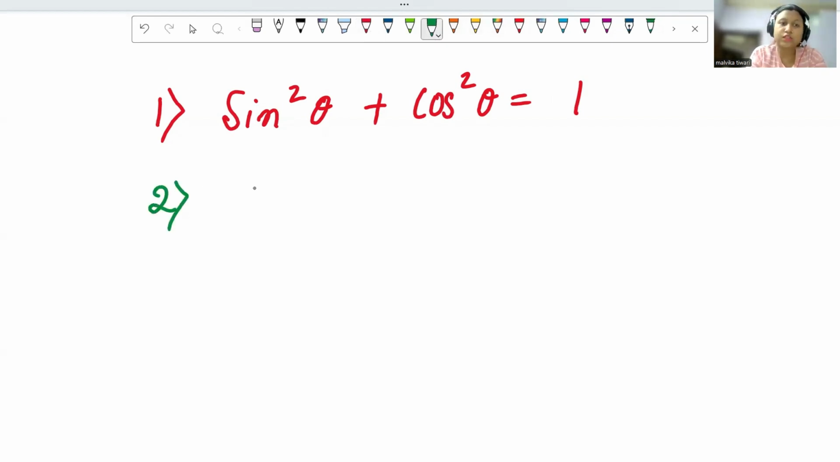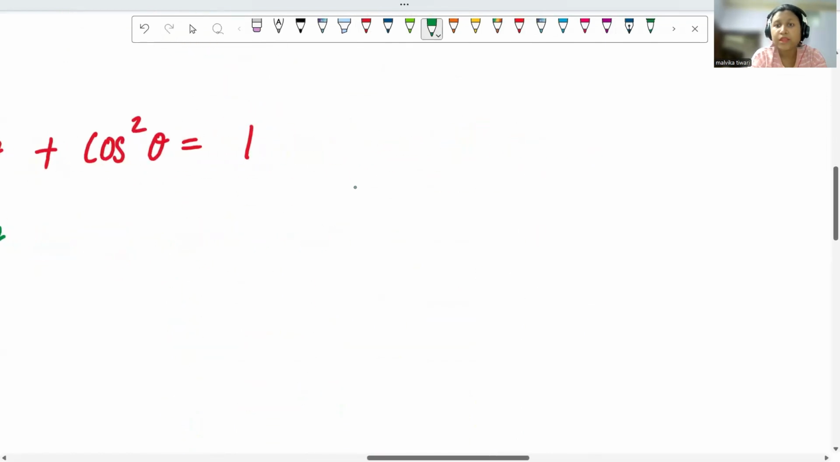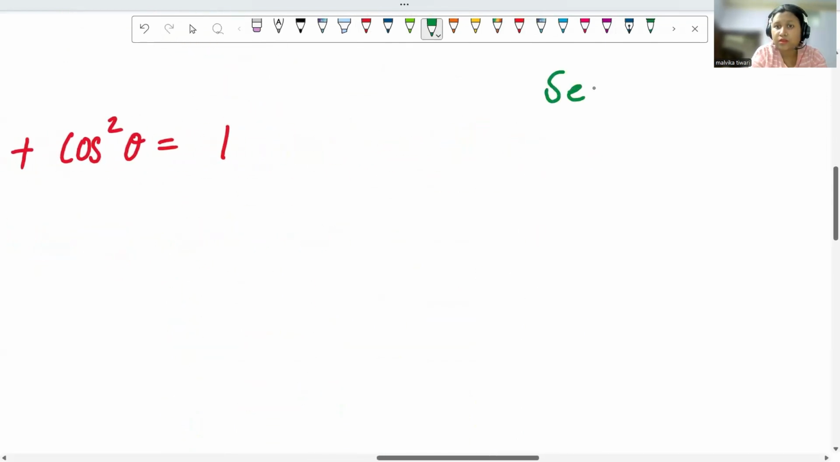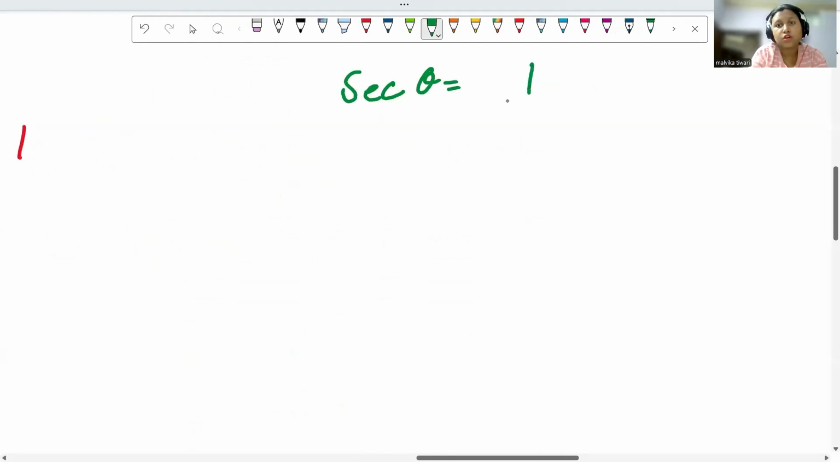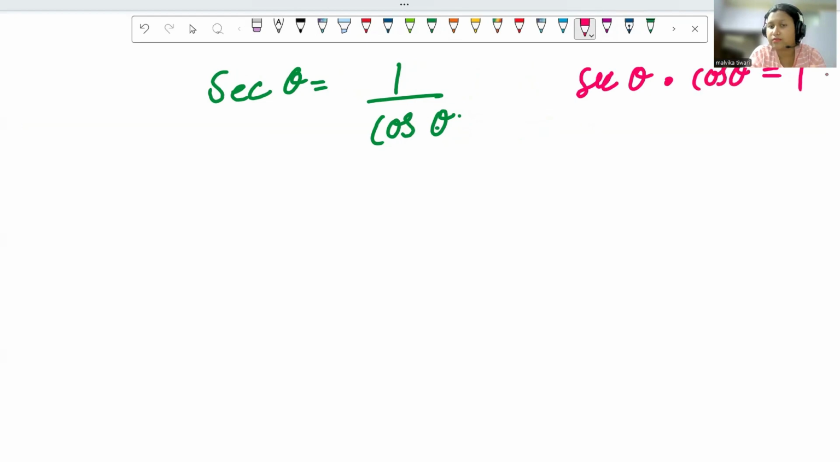The second ratio is sec square theta. Now, what is sec square theta? I hope everyone is very, very clear with that. Sec theta actually is the opposite of cos theta. So 1 by cos theta is sec theta. And one more thing to remember is sec theta times cos theta is 1. Okay, so they cancel each other out.